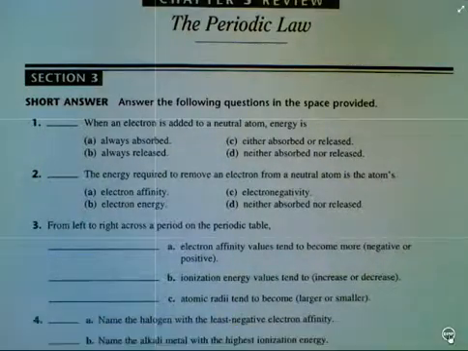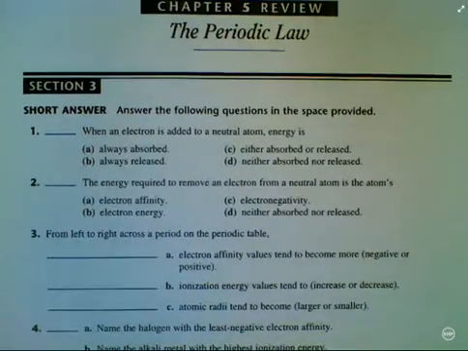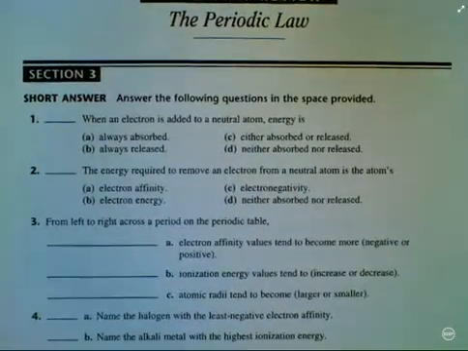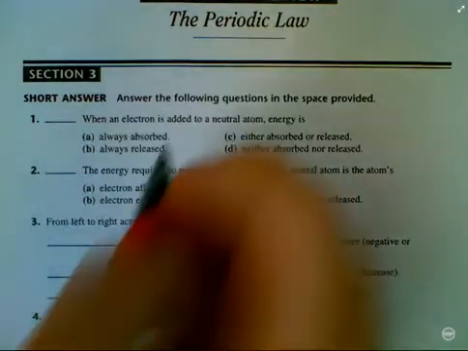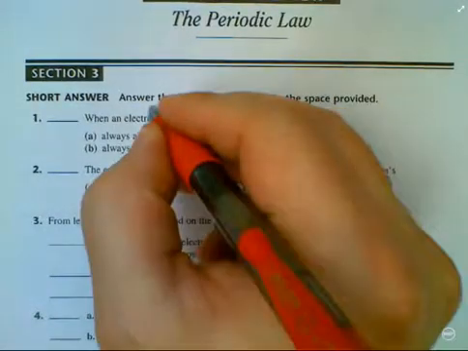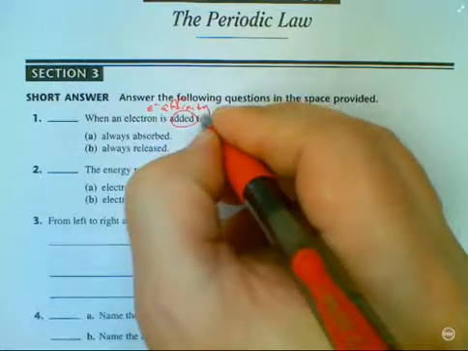All right, chemistry, let's take a look at our worksheet for Chapter 5, Section 3. Start with number 1. When an electron is added to a neutral atom. Okay, so we're saying added here. So this is electron affinity.